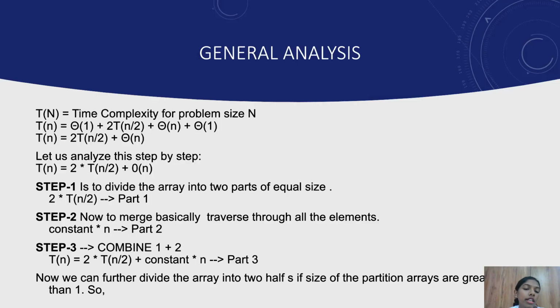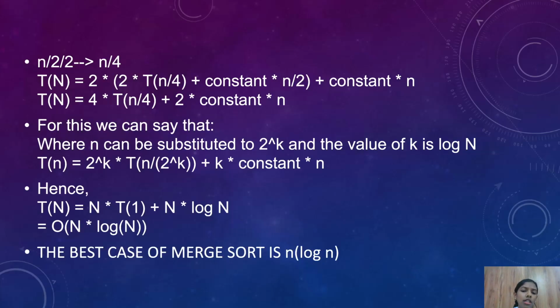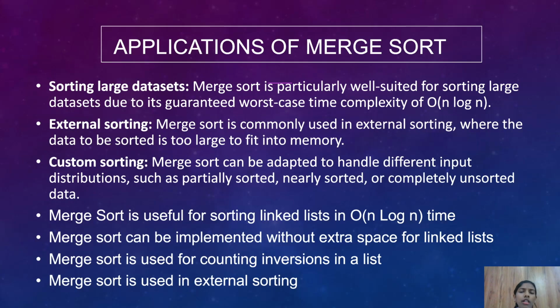This is the general analysis of merge sort, where the time complexity, the best case and worst case, is found using this. The best case of merge sort is n log n. Let's see the applications of merge sort. Sorting large data sets. Merge sort is particularly well suited for sorting large data sets due to its guaranteed worst case time complexity of omega n log n.